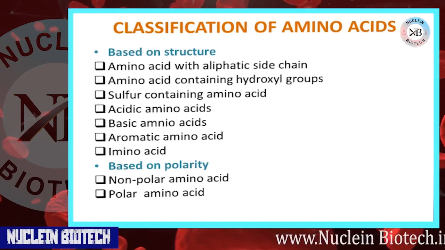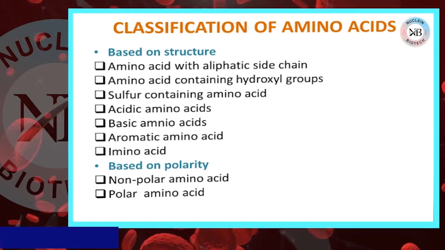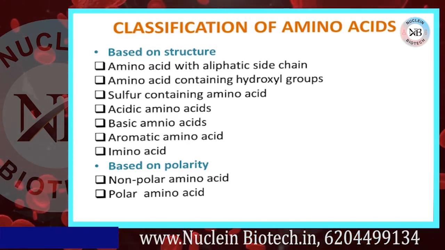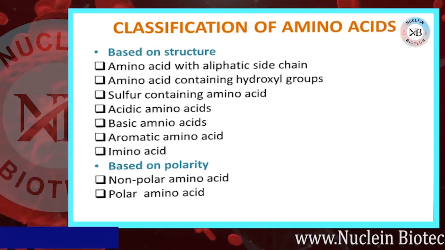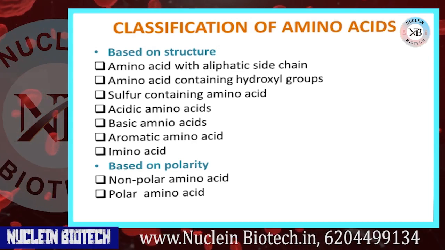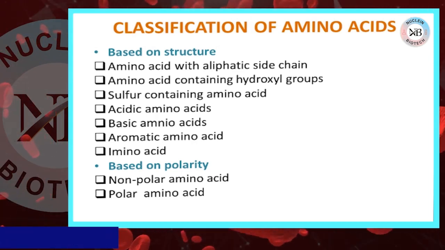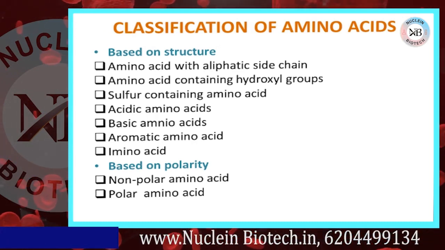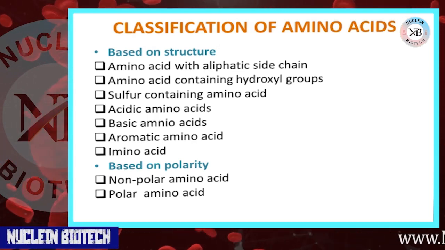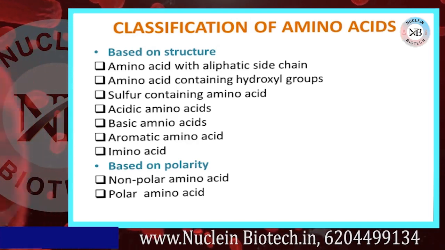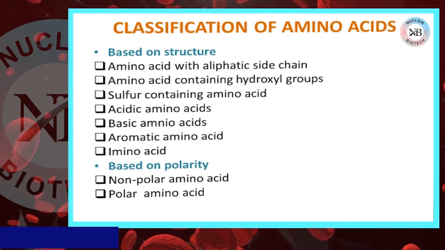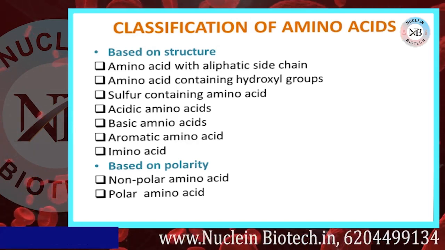Next is aromatic amino acid. Examples are tyrosine and tryptophan. Next is imino acid. Example is proline. Now classification of amino acid based on polarity. So polarity reflects the functional role of amino acid in protein structure. So they are further divided into two groups: non-polar amino acid and polar amino acid.